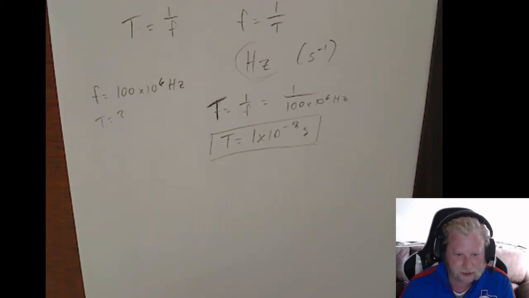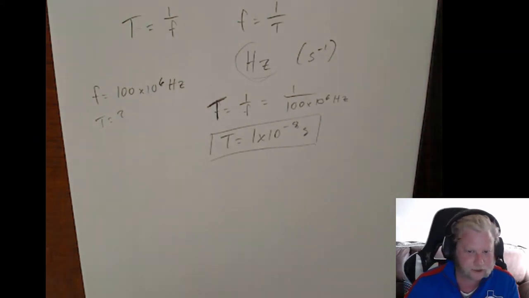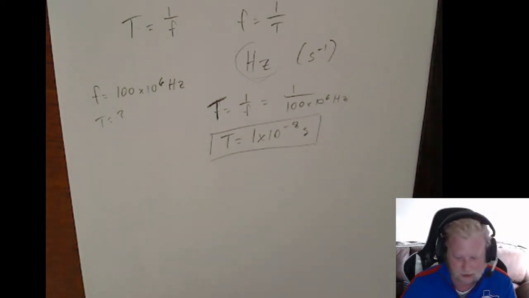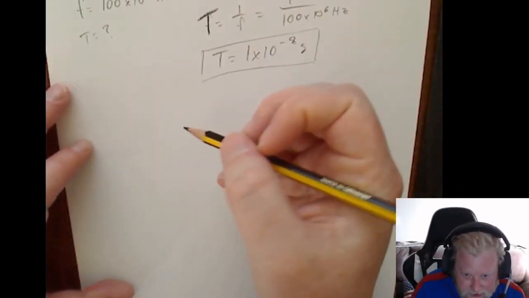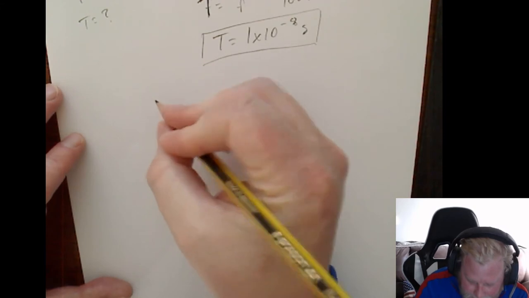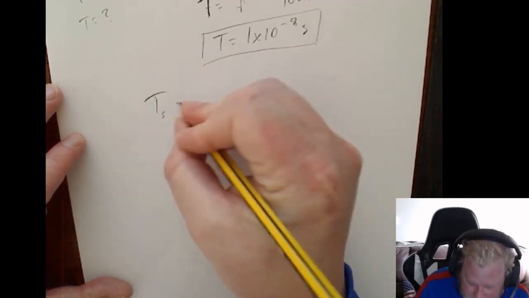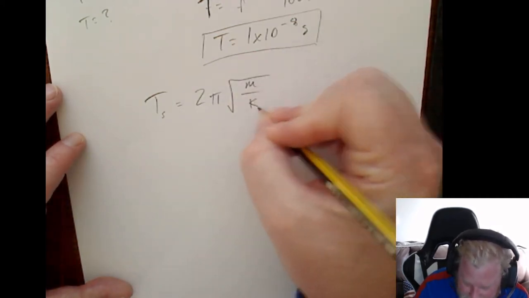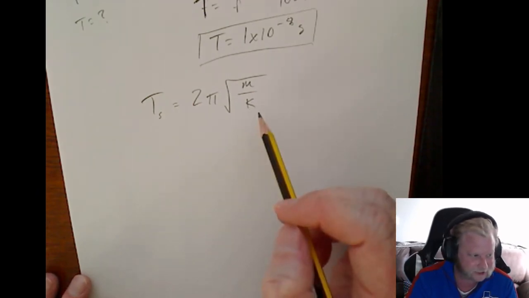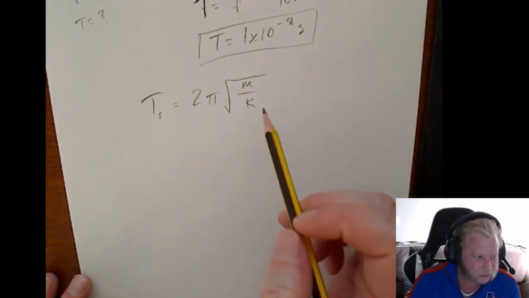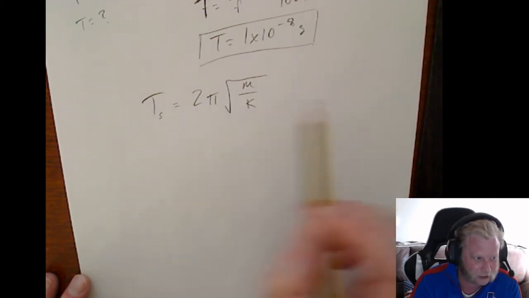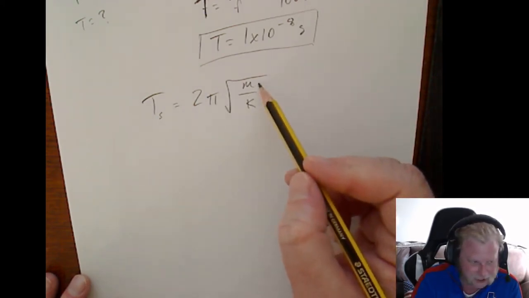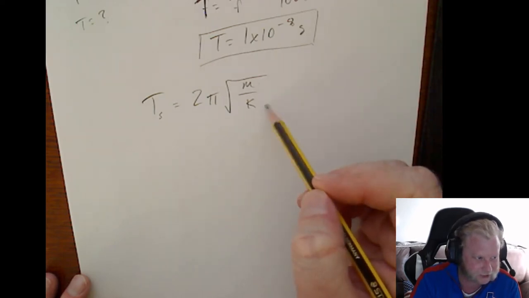All right, so we're going to skip on down to the notes to the formula for finding your period on a spring and a pendulum. If we're looking for the period of something that's oscillating on a spring, well, the period of something on a spring is equal to 2 pi times the square root of the mass over k. And again, k here is your spring constant. So basically what we're saying is that anything that oscillates back and forth on a spring depends on two things: the mass of the object and how stiff the spring is.